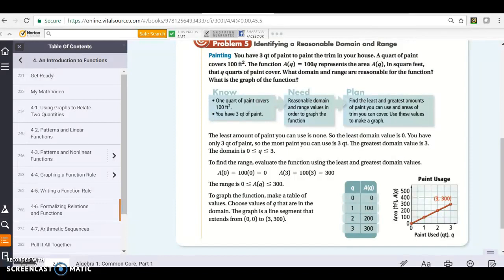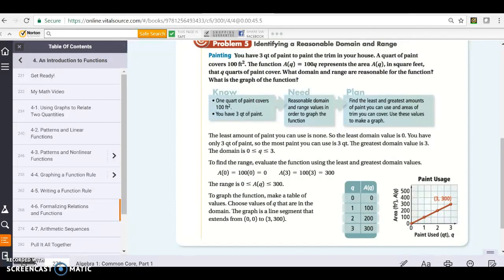So the least amount of paint you can use is none, right? So there'd be 0 quarts of paint. You have only 3 quarts of paint, so the most paint that you can use is 3 quarts. So the greatest domain value is 3 and the least is 0. So the domain will be between 0 and 3. And I can use half quarts of paint. I can use 1 1/3 quarts of paint. So I can use all of those values. So all those values are included. I'm not just talking about integers.